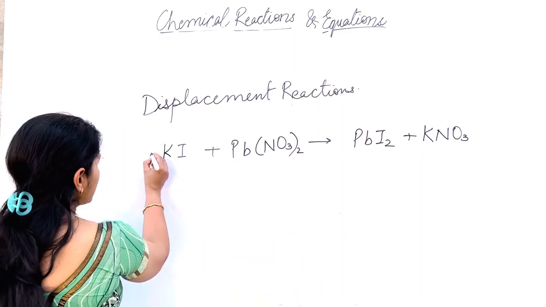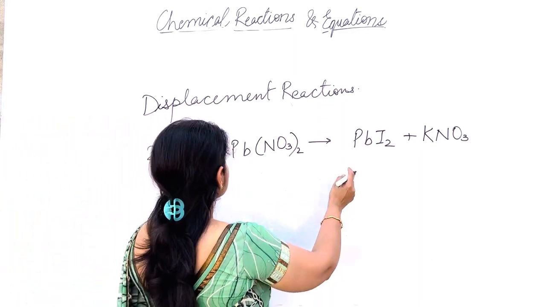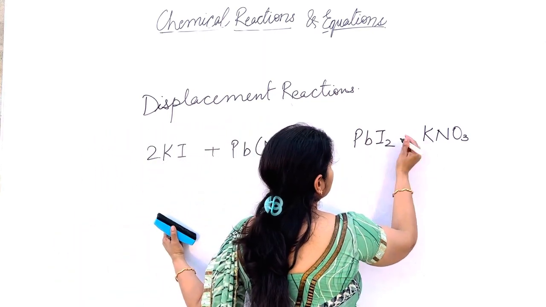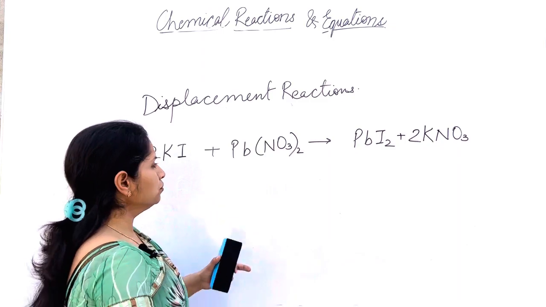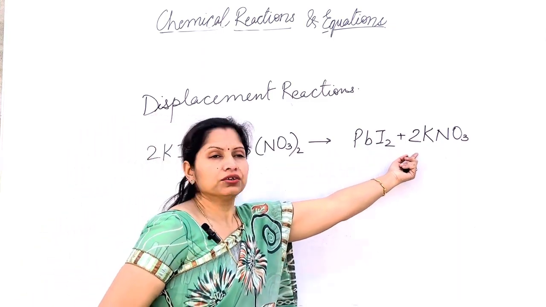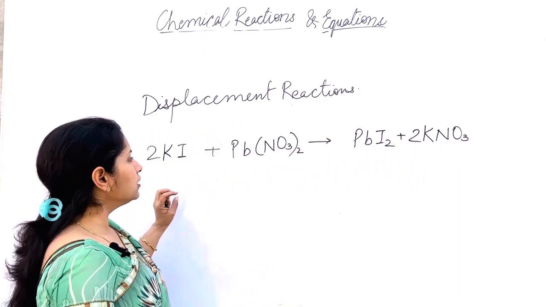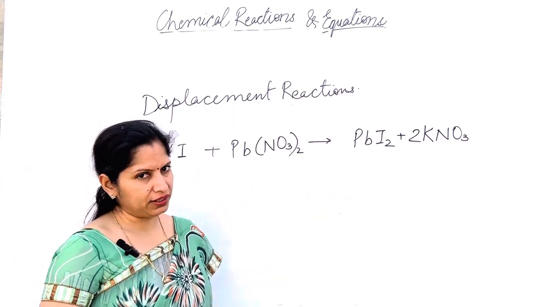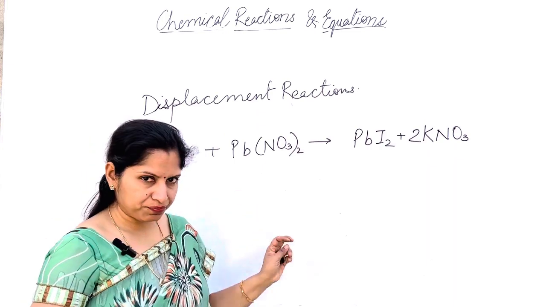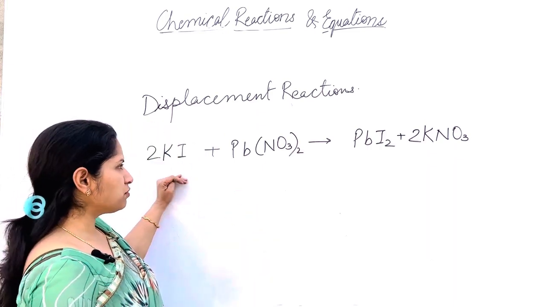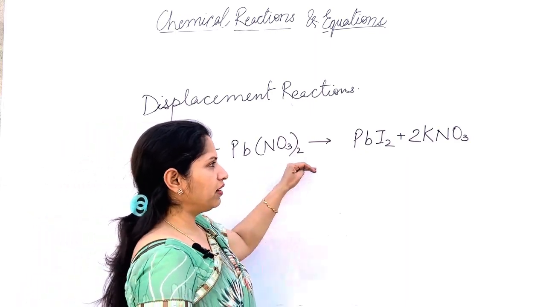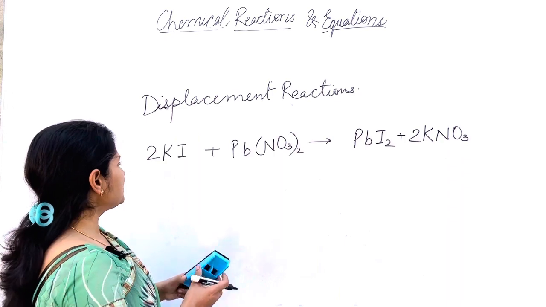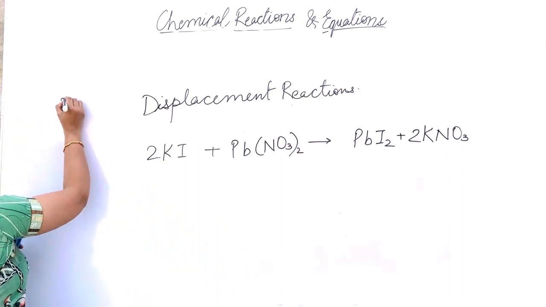You can balance this reaction. So here we have balanced it. Nitrate should be 2, so here potassium is also 2, so we have multiplied it with 2 here. We have to check that the number of atoms of all the elements on the right and left side are equal. Then only it's a balanced reaction. So here potassium iodide reacts with lead nitrate to form lead iodide and potassium nitrate. This is a double displacement reaction.